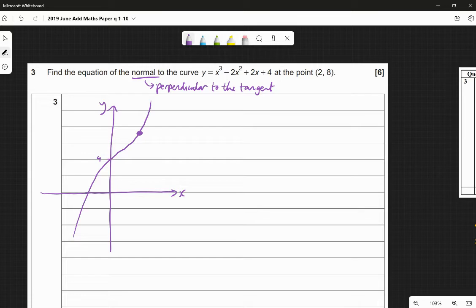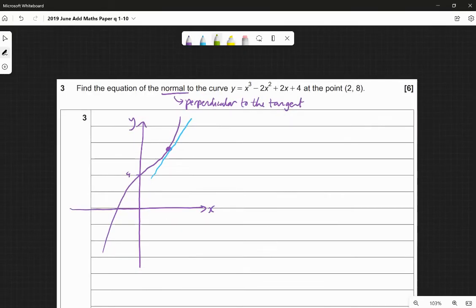I want the equation of the normal to the curve at that point. The tangent to the curve at that point will be this blue line that just touches the curve at that point. So the normal will be at right angles to that. So it'll be, apologies, something like this. Okay, so it'll be at right angles to that tangent.